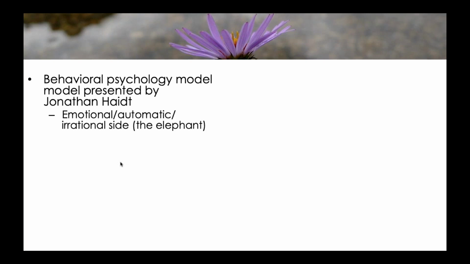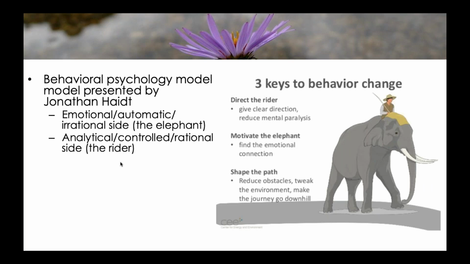So we all have an emotional, irrational side, right? We'll call that the elephant. We also all have an analytical, controlled, rational side, which is the rider. That's the part that we as scientists like to highlight, right? We're all analytical and rational. We think things through logically. But if you really think about it, the elephant is much bigger than the rider. We make a lot of emotional decisions.